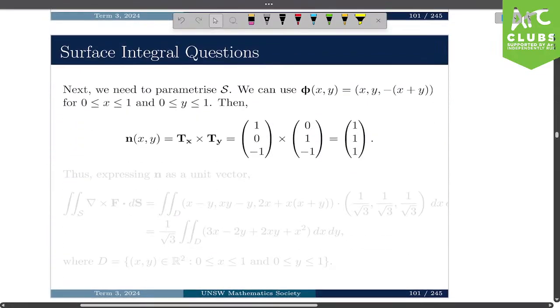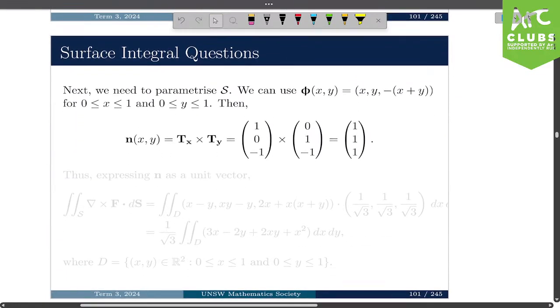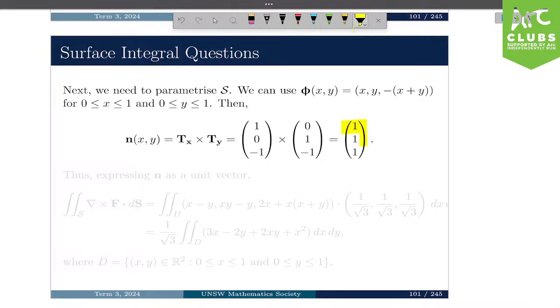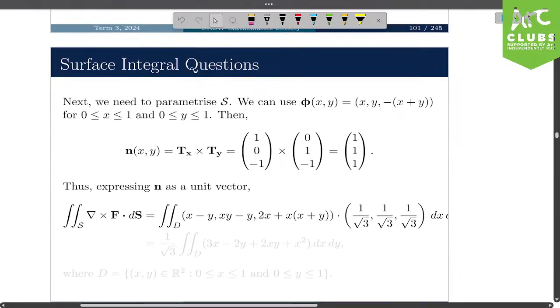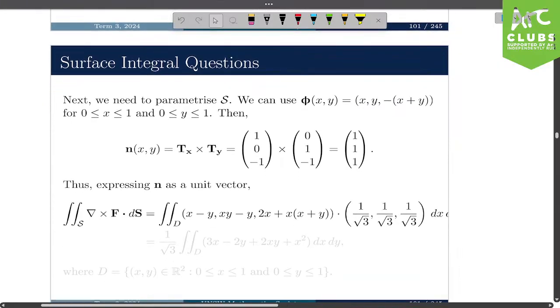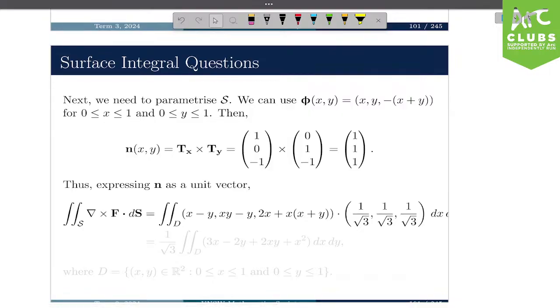Then we calculate the normal vector. Okay, so we take the partial derivatives of our surface parametrization and compute the cross product. So we get this, and it's very nice. We get a vector that's just all ones. Very nice. So we need to express n as a unit vector. So when we do these surface integrals with vector fields, n needs to be a unit vector. So we need to take the unit normal.